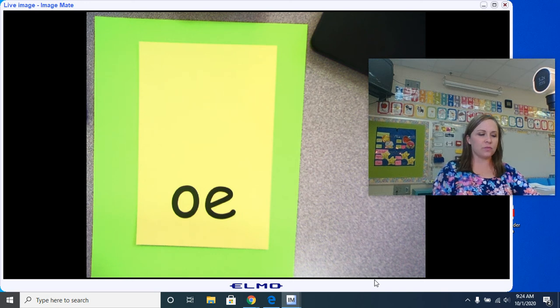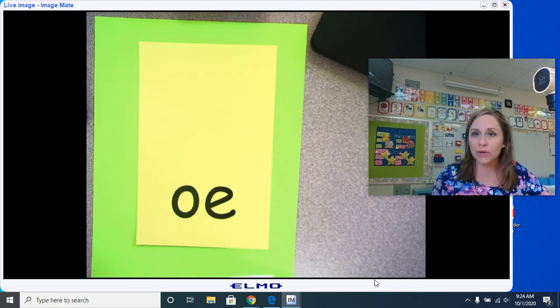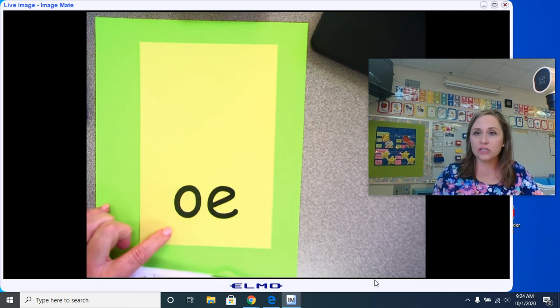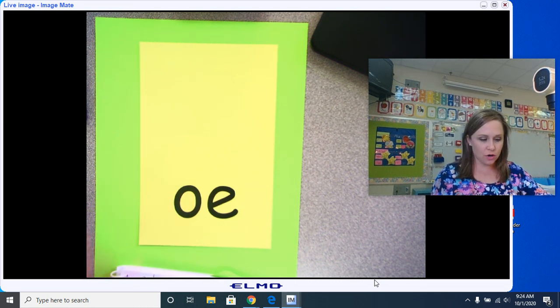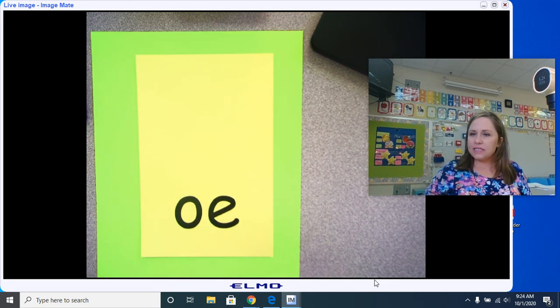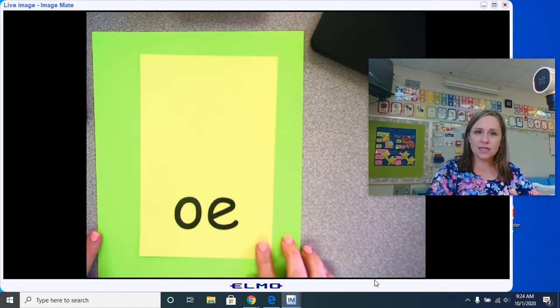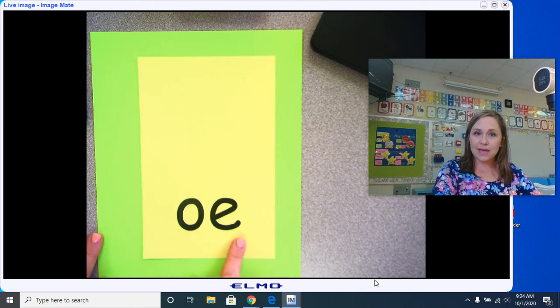I'm going to read that sentence one more time. Joe's foe goes tiptoe. All of those words have the OE, says O, in the word. All right, so this is similar to the toe on your foot, T-O-E. All right, let's look at the card. The card looks like this. So when you see this card, OE, you're going to say O.